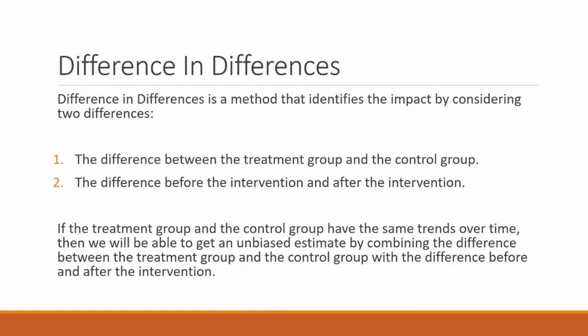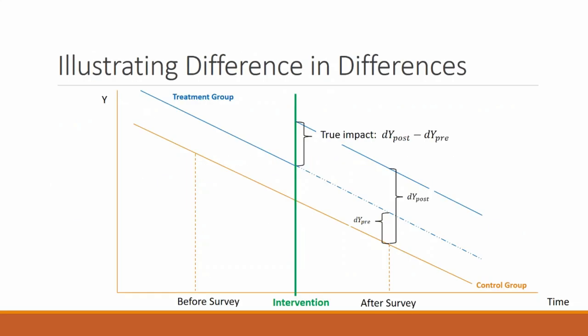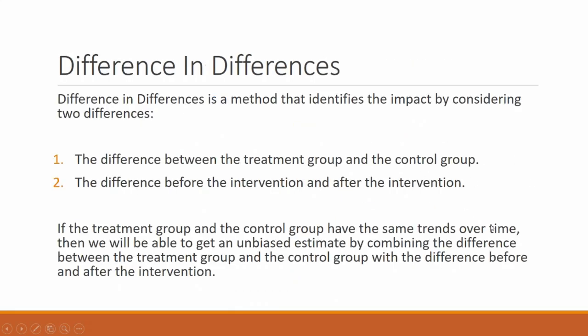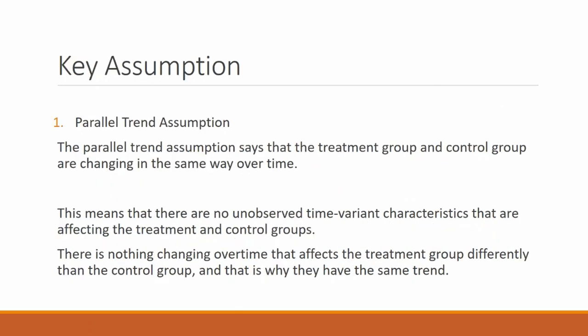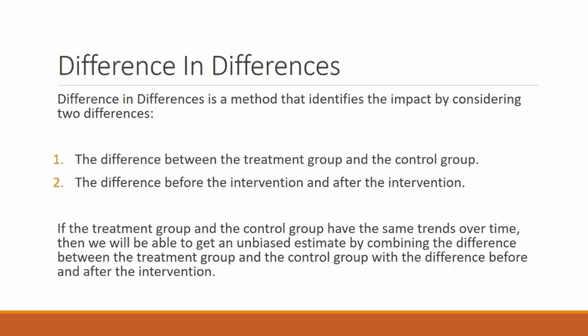So the difference in differences is a method that identifies the impact by considering two differences: the difference between the treatment group and the control group, and then the difference over before and after the intervention. If the treatment group and control group have the same trends over time, then we will be able to get an unbiased estimate by combining the difference between the treatment group and the control group with the difference before and after.